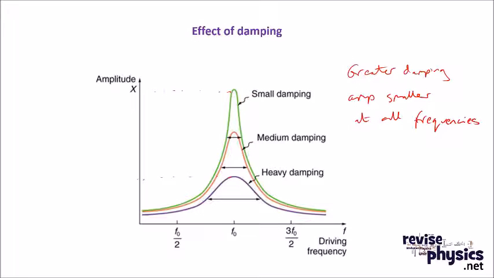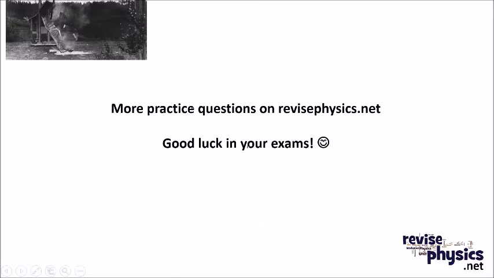So if you're asked to compare or to suggest what the graph would look like, and you're starting off with this green smaller damping graph, and you're asked to say what the effect would be of increasing the damping in the system, well, not only will the maximum amplitude at the resonant frequency or natural frequency be less for the more damped system, but all of the frequencies leading up to and afterwards will yield a smaller amplitude for the more heavily damped system. And that's everything for SHM.